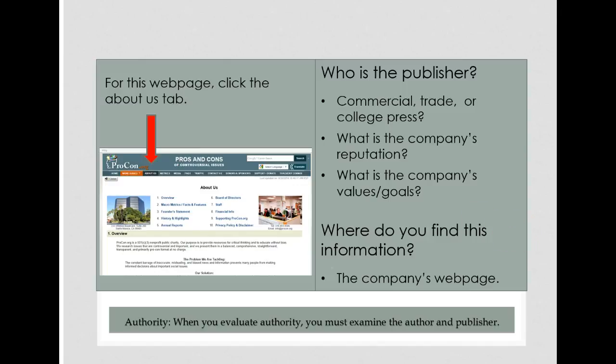So where are you going to find this information? For the most part, the company's webpage. So if you look at this particular organization, it lists in the About Us page all kinds of information about them and what their purpose is. So make sure you think about who the publisher is as a part of that authority.